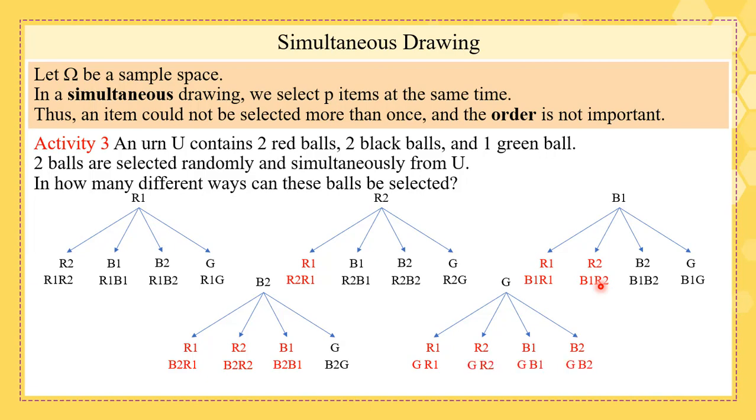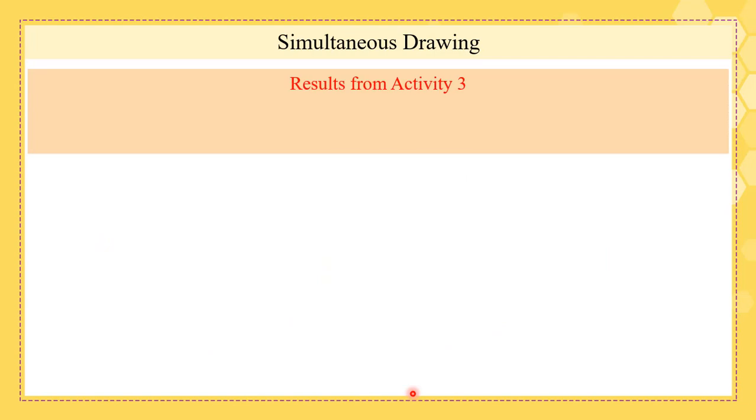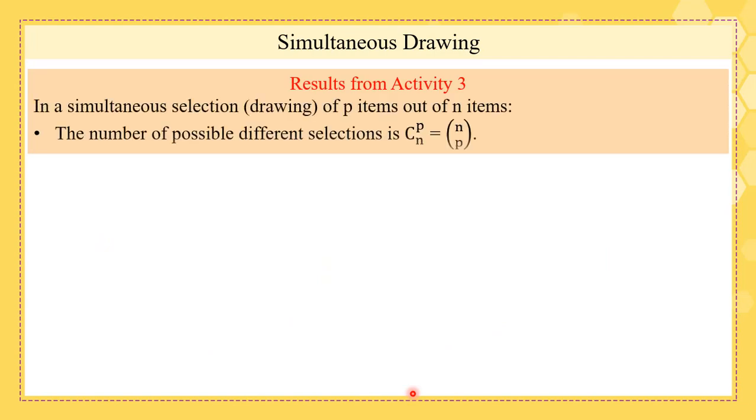So what is the number of different ways? The number of different ways could be 4 plus 3 plus 2 plus 1, which is 10 different ways. And this is nothing but a combination. You see, the number of possible different selections is a combination nCp, or the second form of the combination.